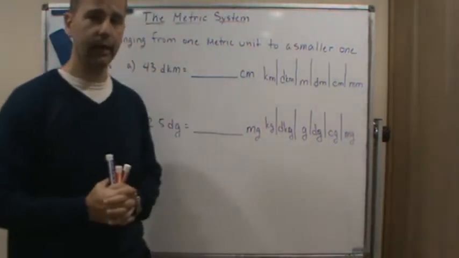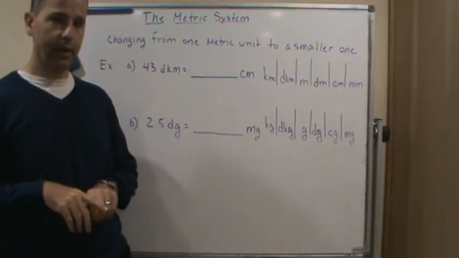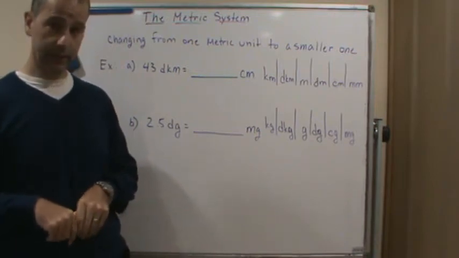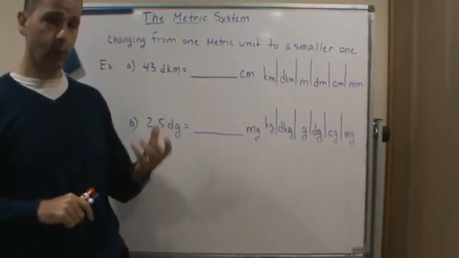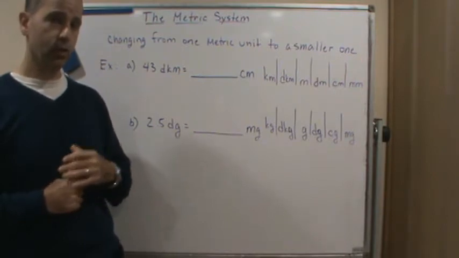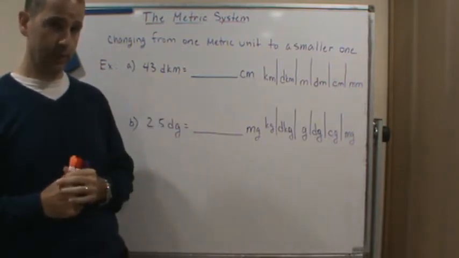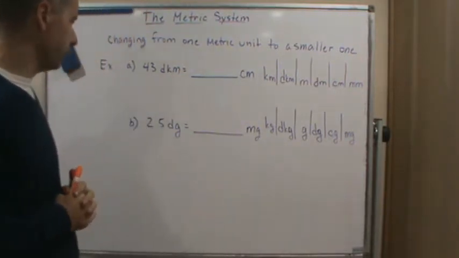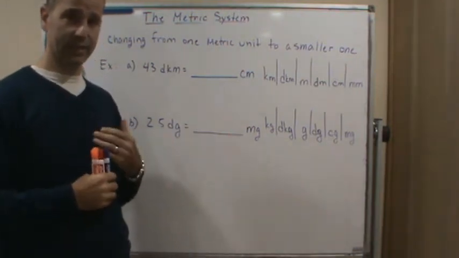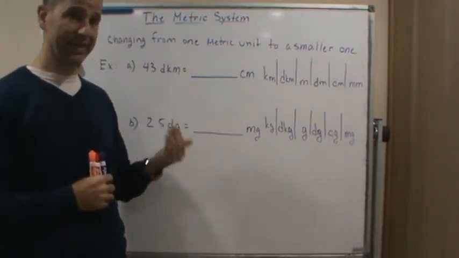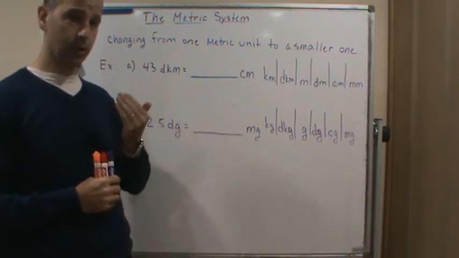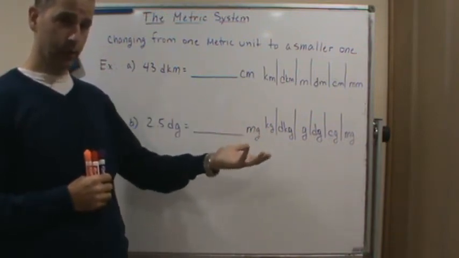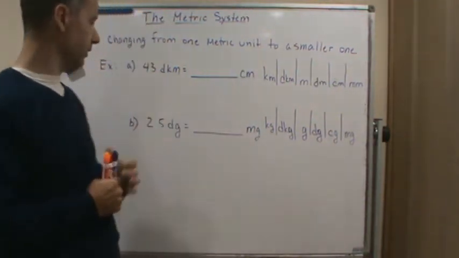Okay, so welcome back. Today in this video we're going to do a couple of examples of converting from one unit of measurement to a smaller unit of measurement in the metric system. Again, the biggest thing is that since this is a base 10 system, it makes it very easy to go from larger to smaller values and vice versa, as you'll see later.